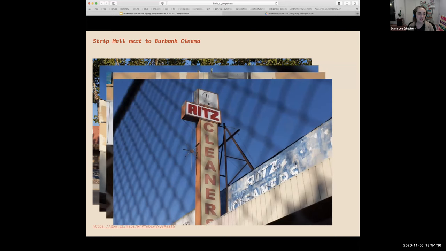So there are some pretty precious details in these signs, like what once might have been flowers coming out of a flower pot, this goofy smiley face that sits at the top of this Ritz Cleaners sign. And it's pretty interesting to me that these signs survive even as the building falls into disrepair. They may not light up, but gosh, that red and white plastic is still as bright as ever. And you can see that the neon lights are still intact.